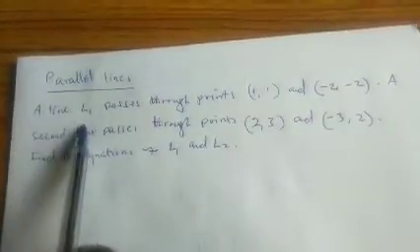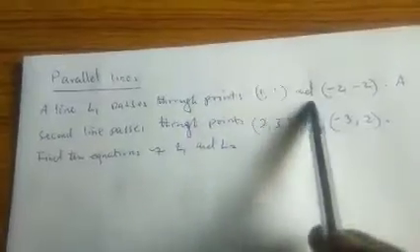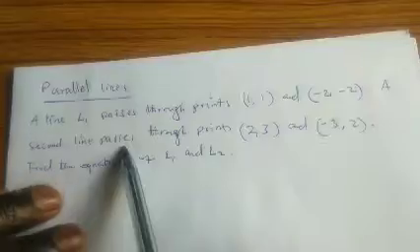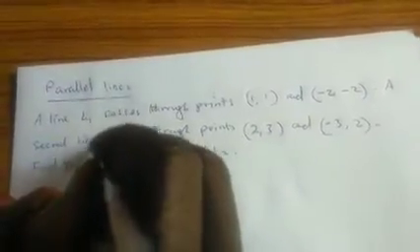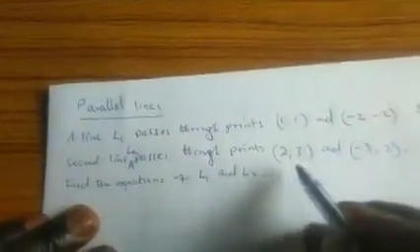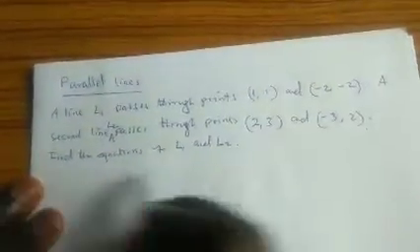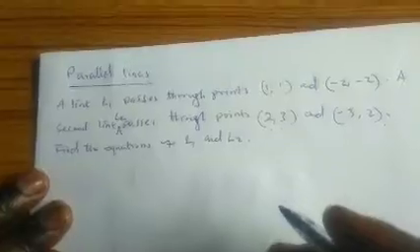Now, line L1 passes through points (1, 1) and (-2, -2). The second line L2 passes through points (2, 3) and (-3, -2). So we are asked to find the equation of the lines L1 and L2.